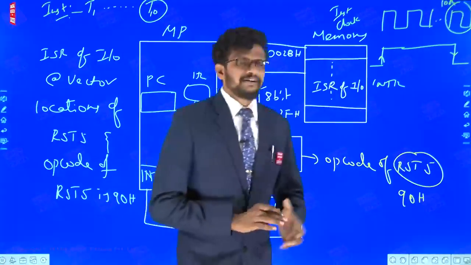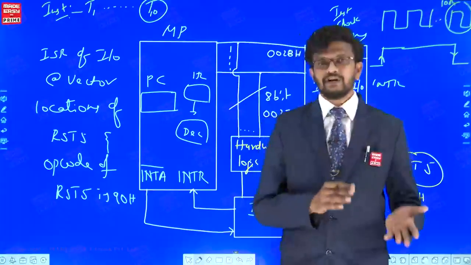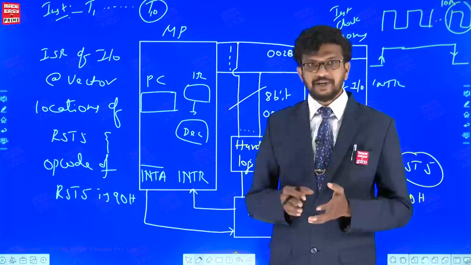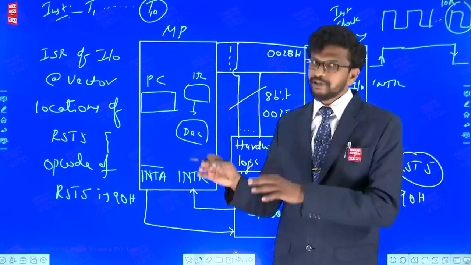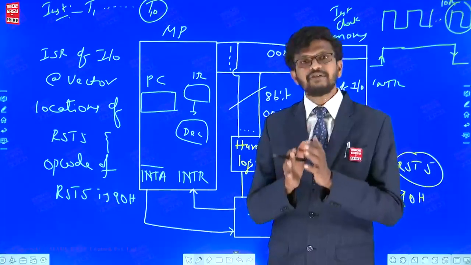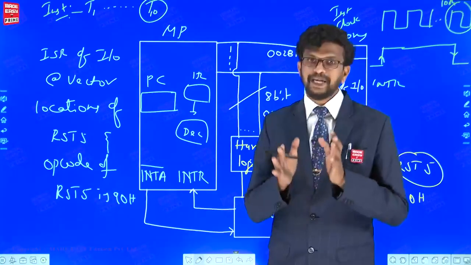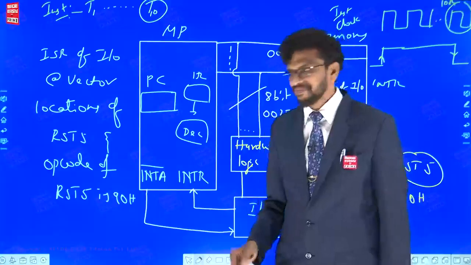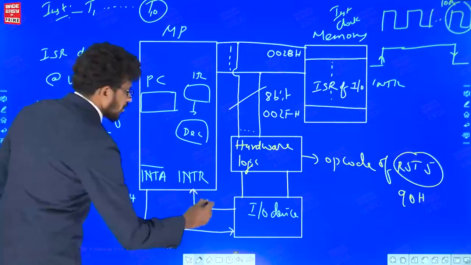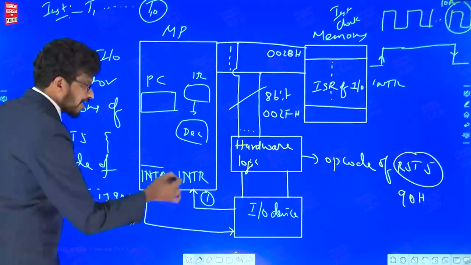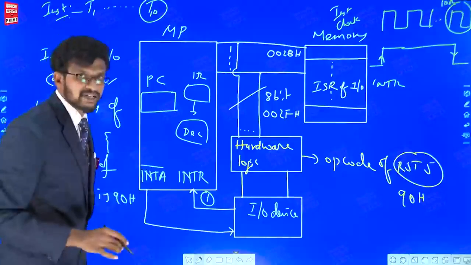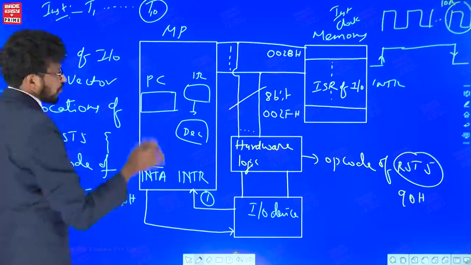For example, if an instruction requires 16 clocks, the processor will check INTR in the 16th clock only. If an instruction requires only 4 clocks, it will check INTR in the 4th clock only. So the checking of INTR is not fixed in the clock period. It may happen based on the instruction. Right. Now, whenever INTR is received by the microprocessor, it will verify the status of INTR in some clock period based on the instruction, say in the last clock only.